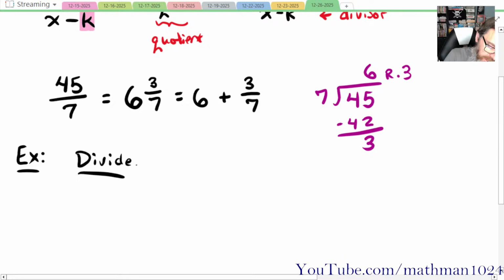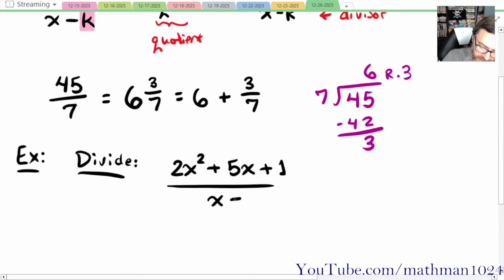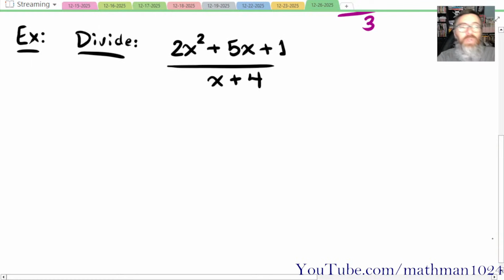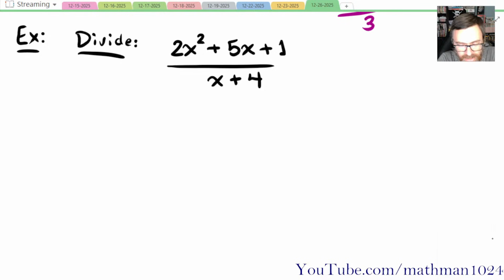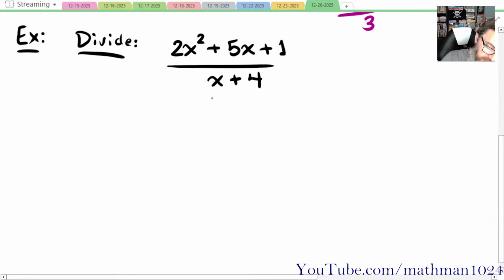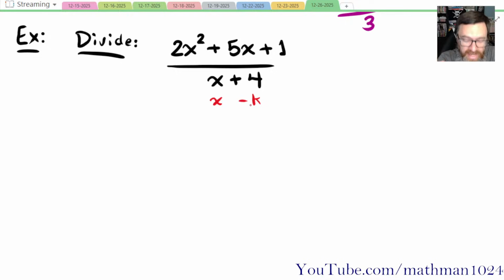So for example, if we were tasked with dividing 2x squared plus 5x plus 1 divided by x plus 4. Now, we could do this the long way when it comes to dividing polynomials. In fact, I'll probably do that here in just a second. But let me show you how synthetic division works. Now, this is supposed to be of the form x minus k. So because we've got that minus there, even though I see a plus 4, my k value is actually going to be the opposite of that, negative 4.